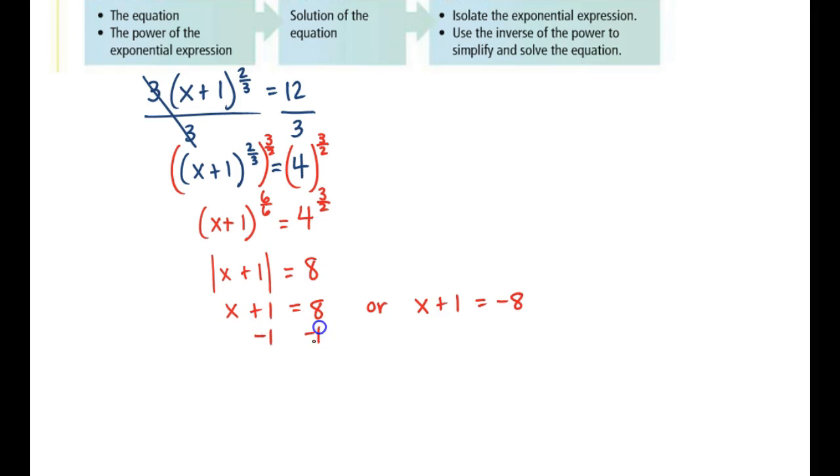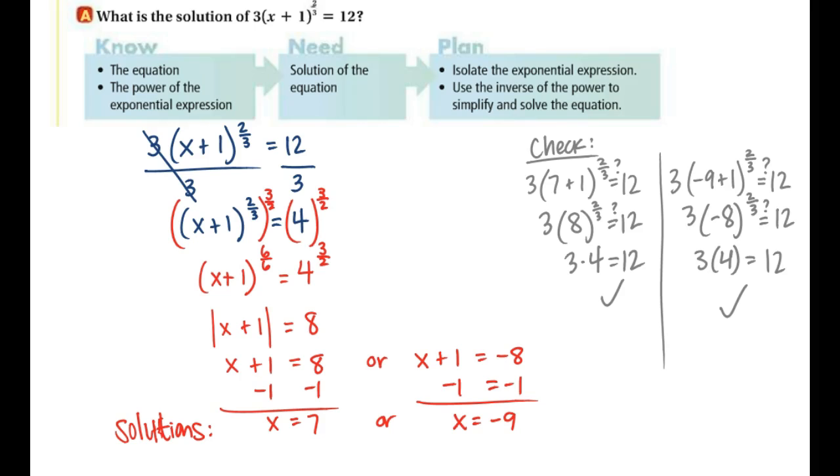From there, we just need to do one step. I'm getting 7 for my first answer and negative 9 for my second answer. So those are the solutions. We do want to check our answers to make sure we're not getting any extraneous solutions. Like I said, checking each solution is necessary because when we raise both sides of an equation to a power, that may introduce extraneous solutions. When I checked both of my solutions, I found out that they satisfied the original equation, so that means the two solutions, 7 and negative 9, are valid solutions for the equation.